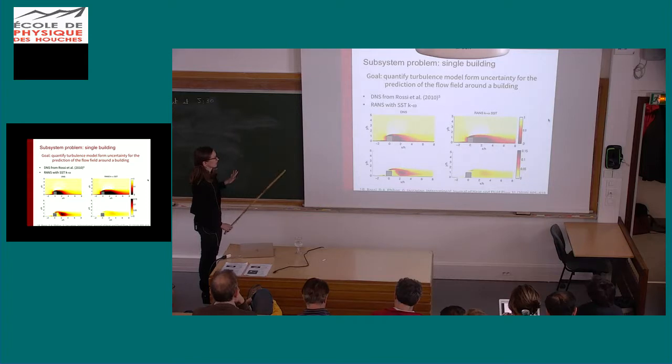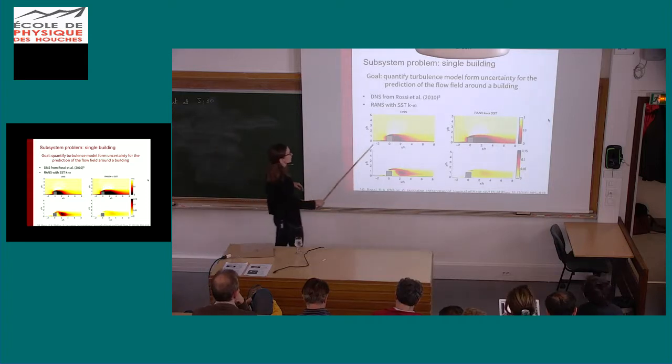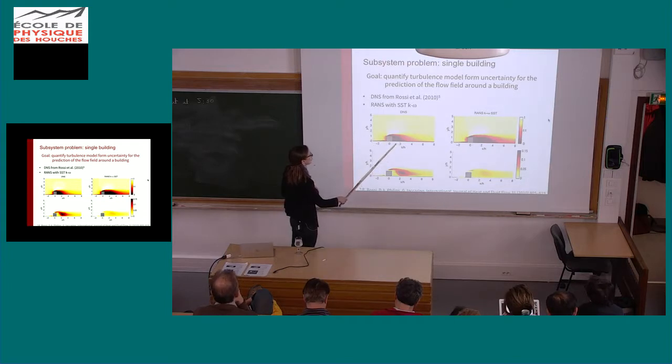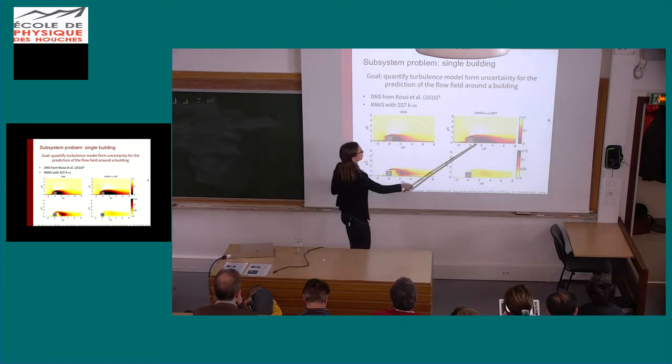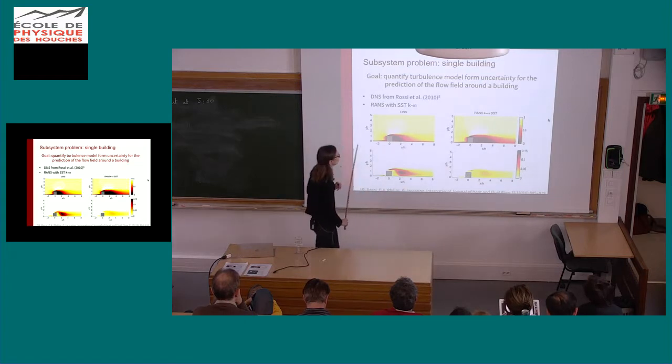We do this on a single building. So we have DNS data available here. You see the flow on the symmetry plane from the DNS, and then this is what we get from a RANS k-omega SST model. So really, there are so many studies that have looked at this.